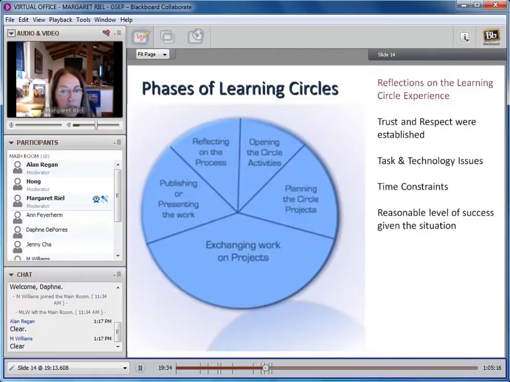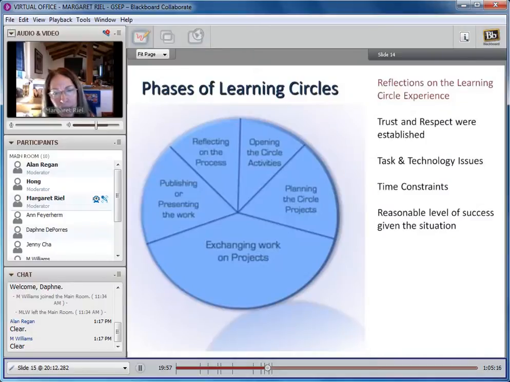So each person brings to the table what they think they will be getting the group to help them do. And then this is where the biggest part of the circle work is: exchanging work on projects, and then publishing or presenting the work and reflecting on the process. So that's the relative time.